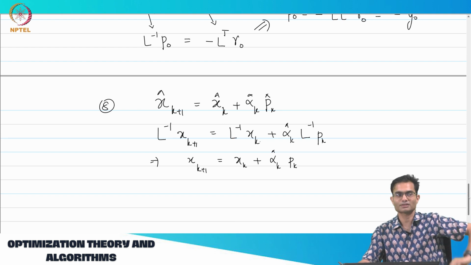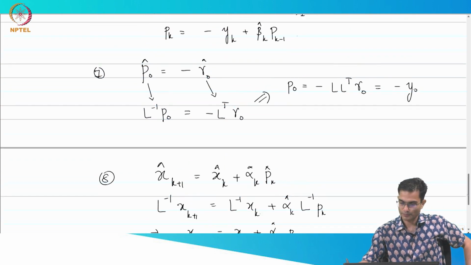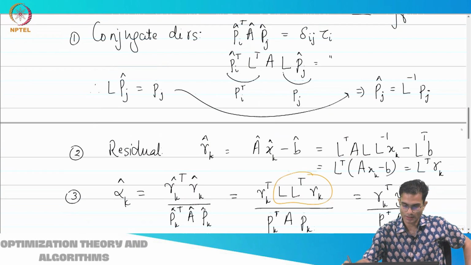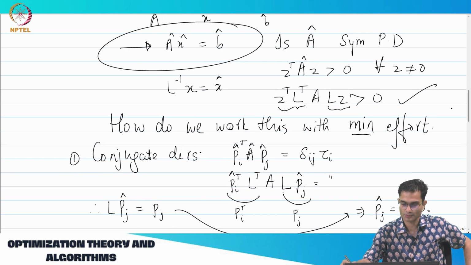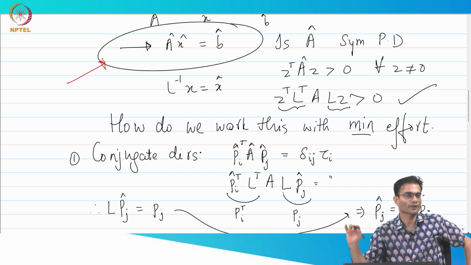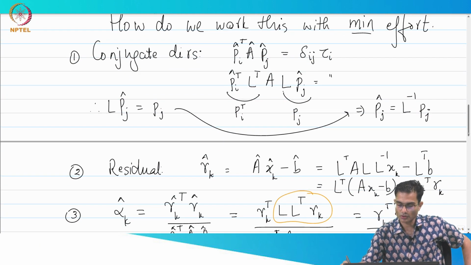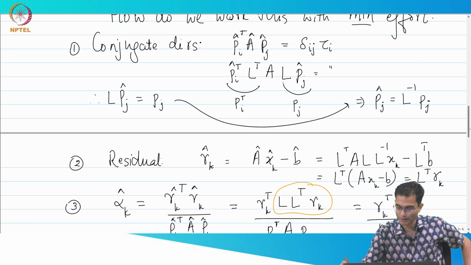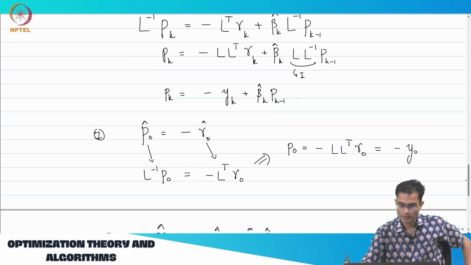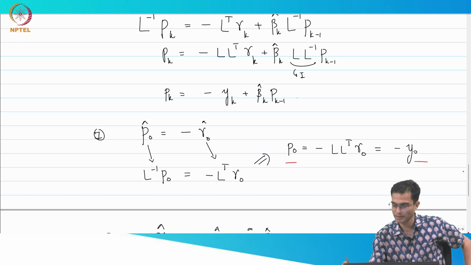So that is quite interesting, because what is it saying? Let's just try to recap from the beginning what we did. We started with a new system of equations which was A hat x hat is equal to b hat. So far we have not spoken about how we get L, but let us assume we have it. Then after all of this algebra, the starting direction p naught was simply minus Y naught, which looked similar to the first CG step.